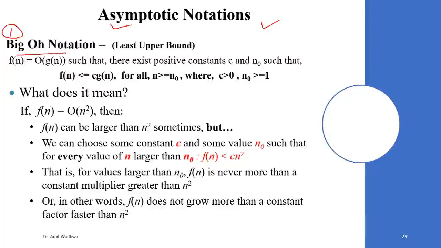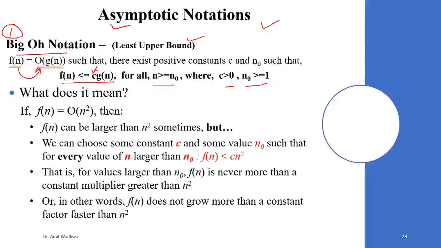The first one is the big O notation, which gives us the least upper bound. Least upper bound we'll discuss later. We say that the function f(n) is bounded by some function g(n). If so, we can say that f(n) is equal to big O of g(n). What does that mean? It says that f(n) should be less than or equal to some constant c multiplied by g(n) for all values of n, where n is greater than or equal to n naught, c is greater than 0, and n naught is greater than or equal to 1.